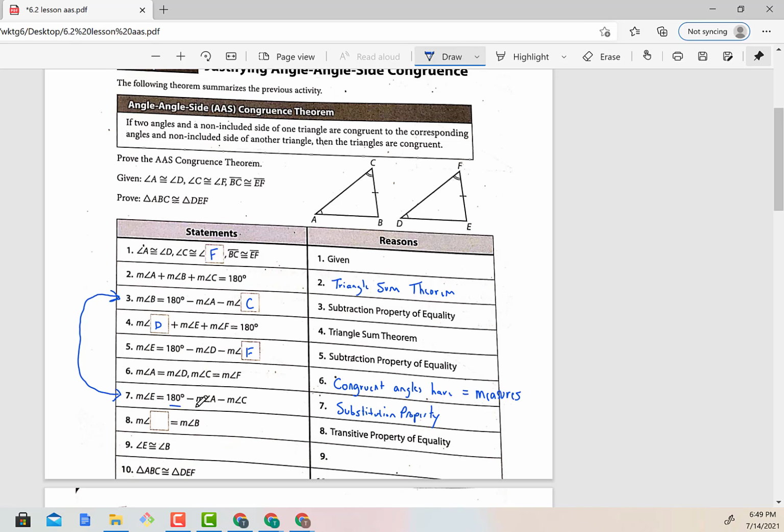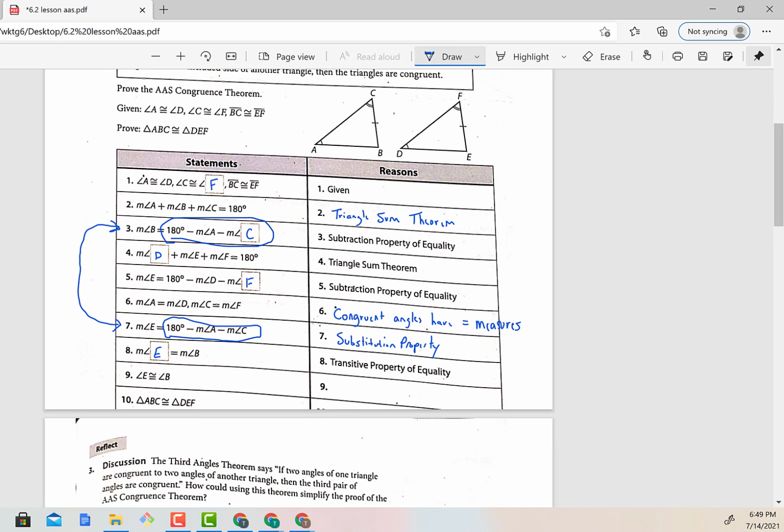And since the measure of angle E is equal to all of that information, and the measure of angle B is also equal to all of that same information from steps 3 and step 7, we can say the measure of angle E is equal to the measure of angle B by the transitive property. Step 9 says angle E is congruent to angle B. And again, that's because angles with equal measures are congruent.